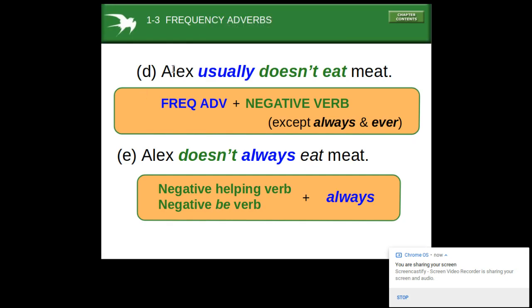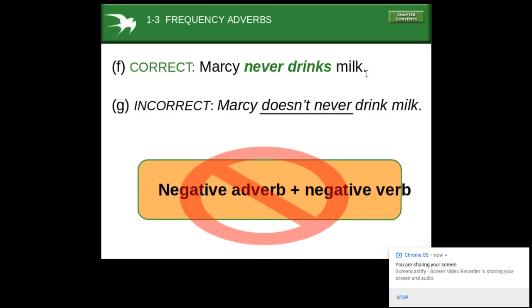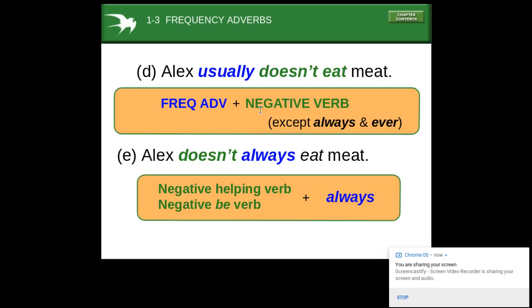If you look at this sentence, it says Alex usually doesn't eat meat. Oops, let me go back. So you've got your frequency adverb here in blue, and then the negative verb doesn't eat here in green. Notice the difference if I use always or even ever. So down here, Alex doesn't always eat meat.